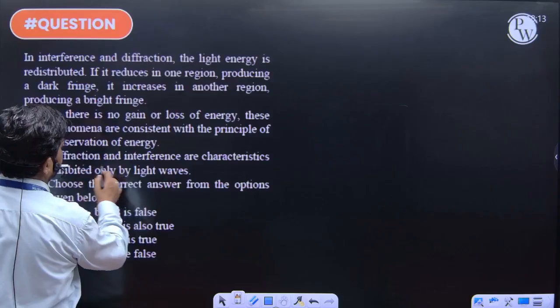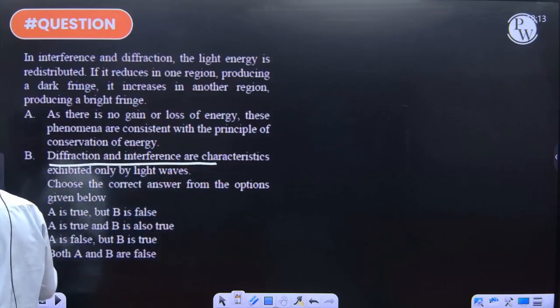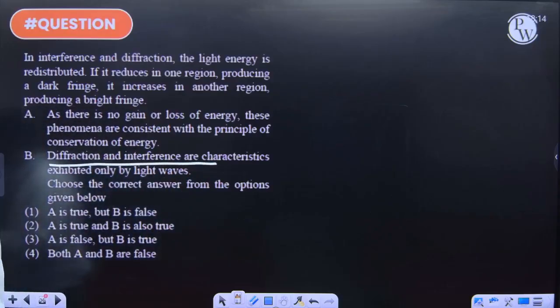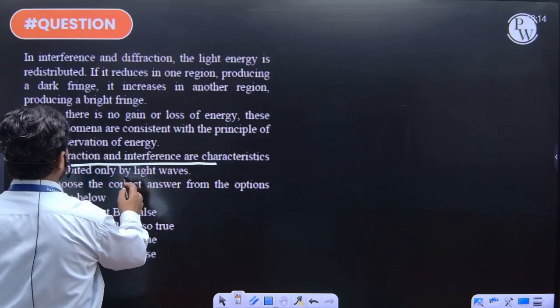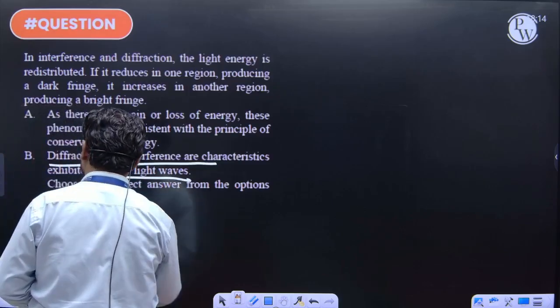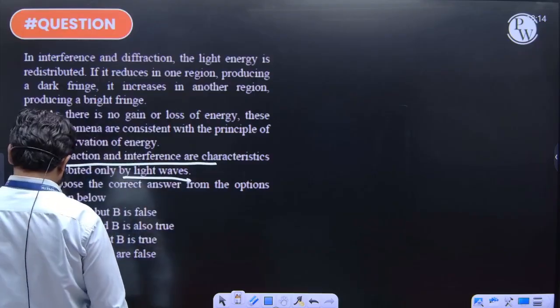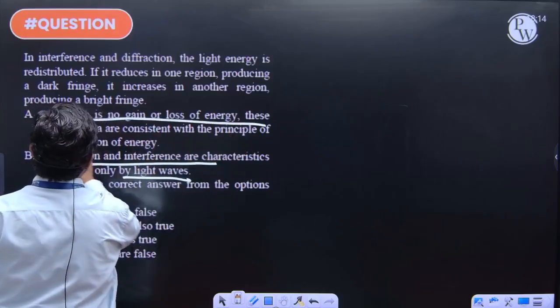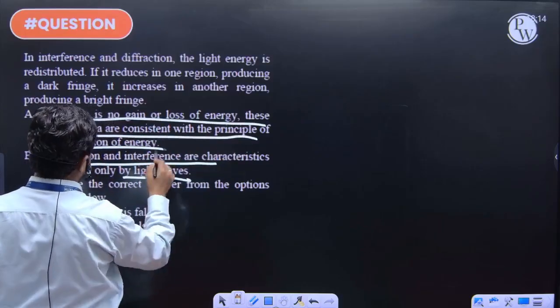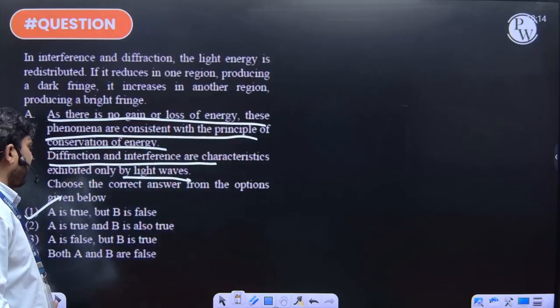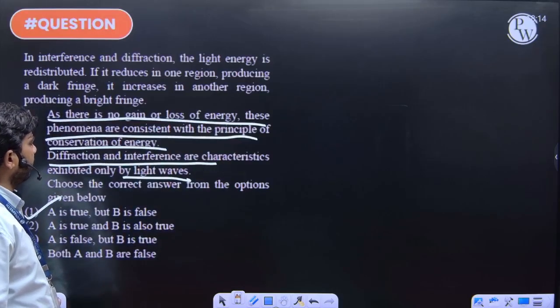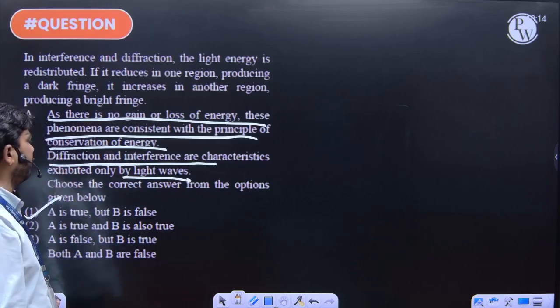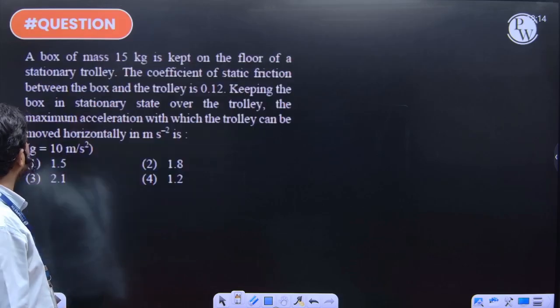Definitely diffraction and interference are phenomena of all waves. This is not the phenomena of only light waves. Correct? So this is the phenomena of all the waves, not only light waves. So A is true, but B is false. Right? A is true. As there is no gain or loss of energy, these phenomena are consistent with the principle of conservation of energy. This one is correct. But B is not correct, because diffraction and interference are characteristics of all waves.